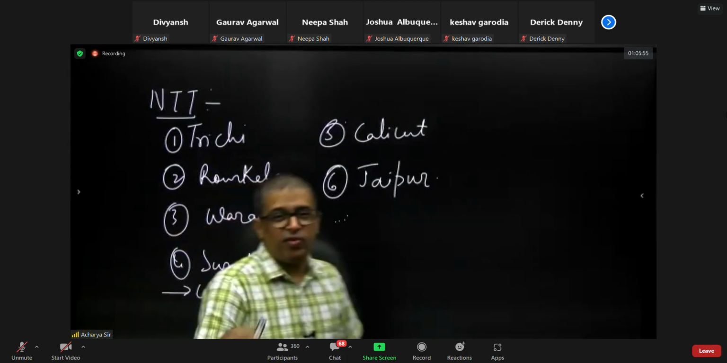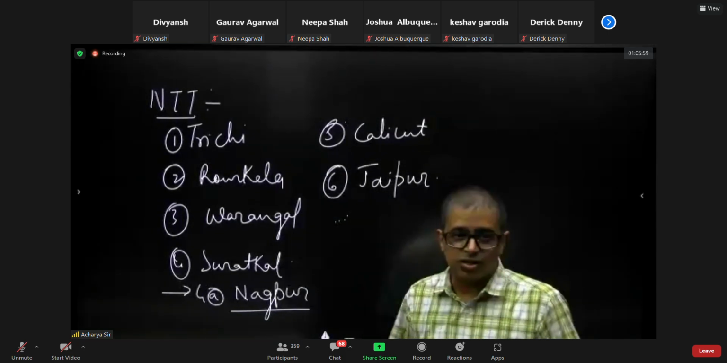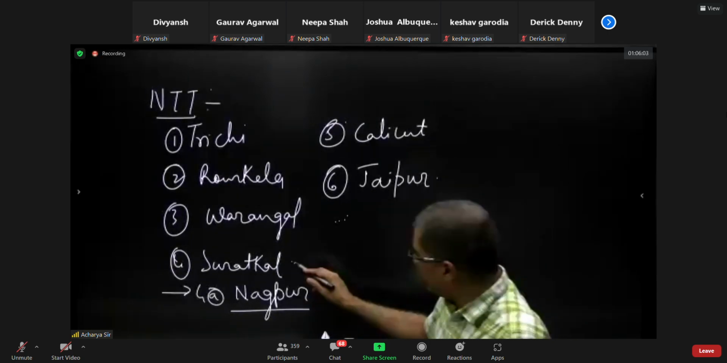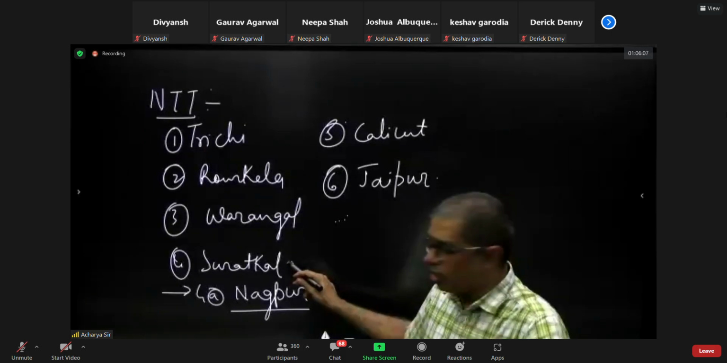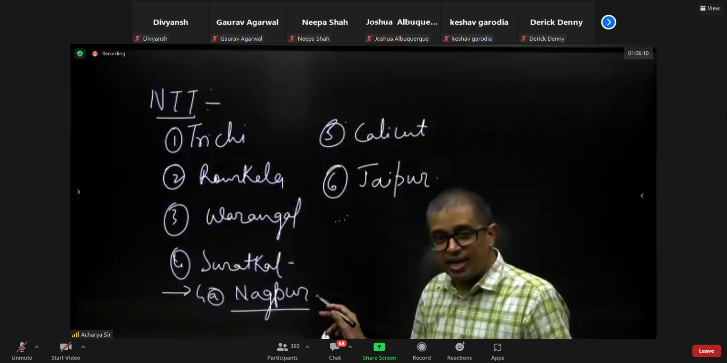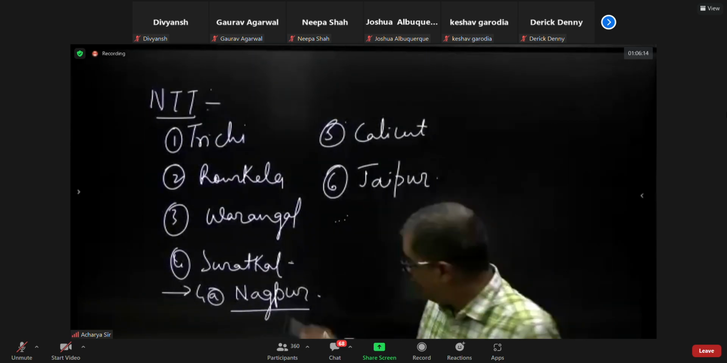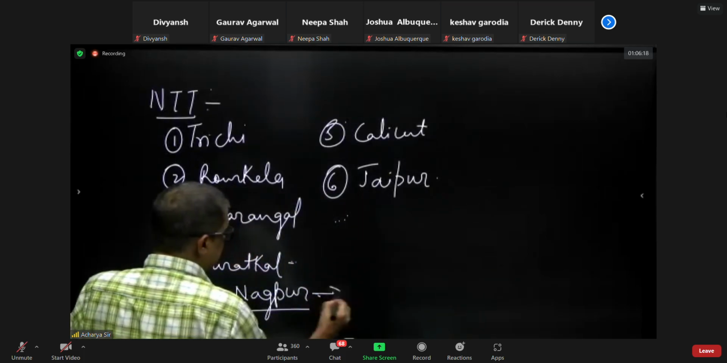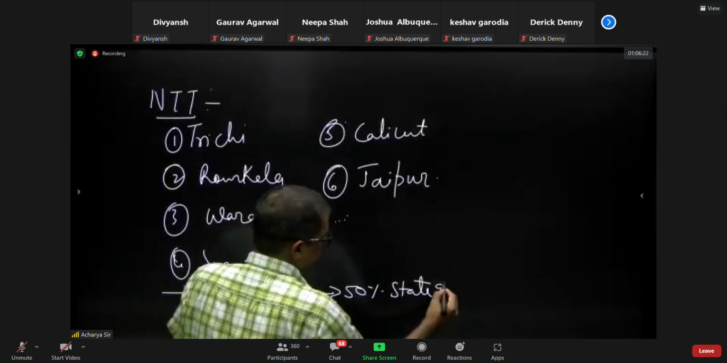Why this affinity towards Nagpur? Simply because it is from Maharashtra. You have 50% state quota there. If you are getting something like chemical or civil in Suratkal, you will get electrical in Nagpur. It has got 50% state quota.